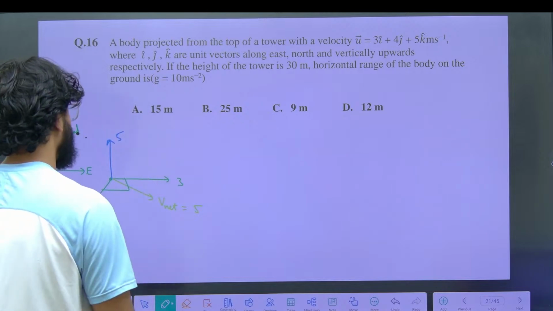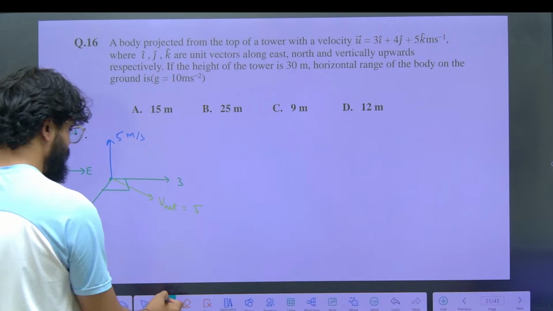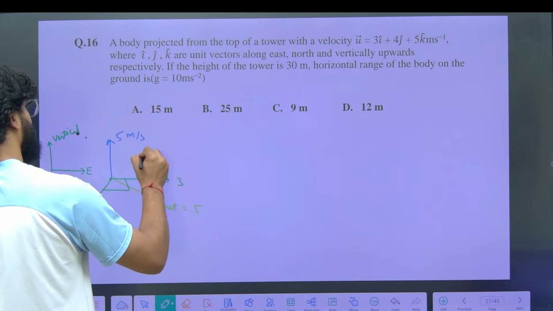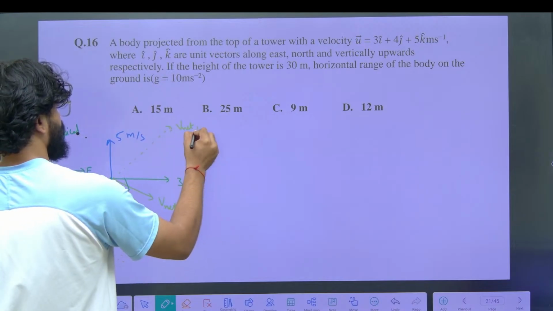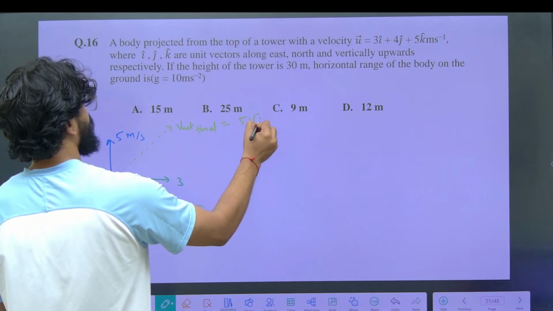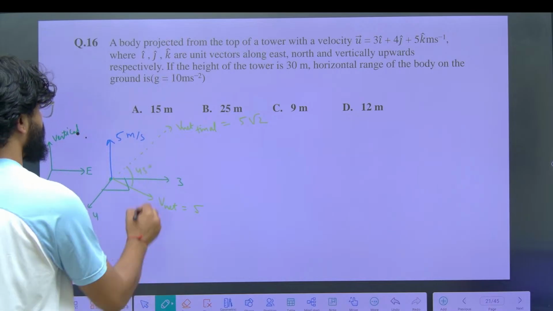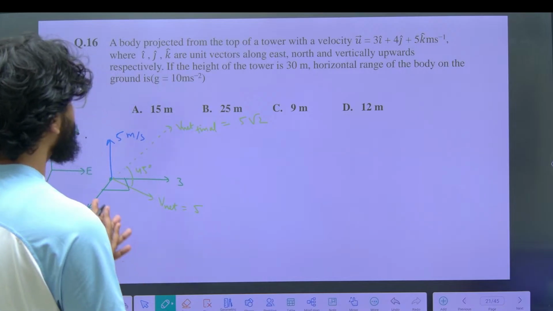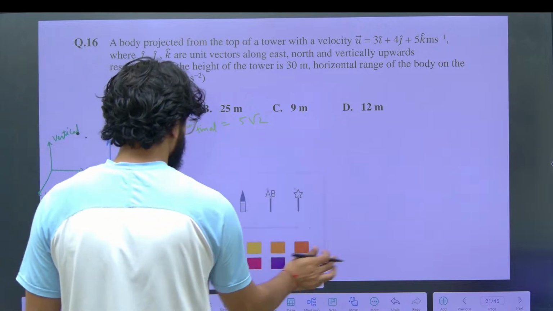Yes, okay. So basically your net velocity, the final net velocity, it will be 5 root 2, right? At what angle? 45 degree, from the tower. Okay, so this is the thing. Height of the tower is 30, then the horizontal range is what? Okay, now we can attempt the question.